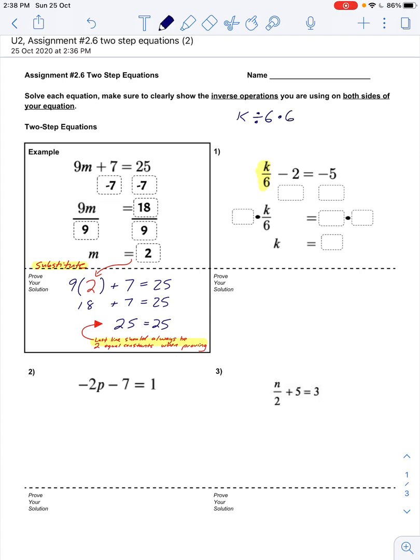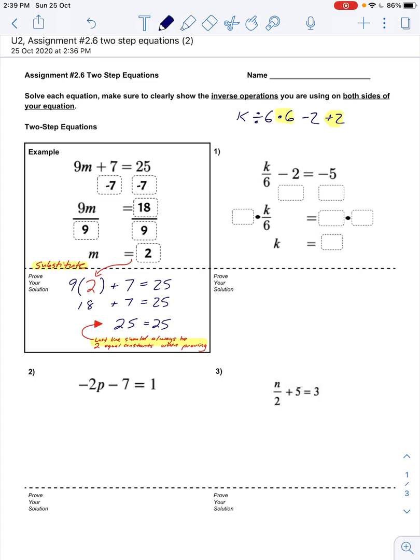Okay? And then the second operation that's being performed in this problem is a minus 2. So if I have a minus 2 and I want to undo that, then I've got to add 2. So those inverse operations, we're going to be using those to solve this equation. But remember, when I am solving the equation, I'm going to be doing them in the reverse order. So in this case, the first thing I'm going to be doing is adding 2, okay? And then I'm going to be multiplying by 6.